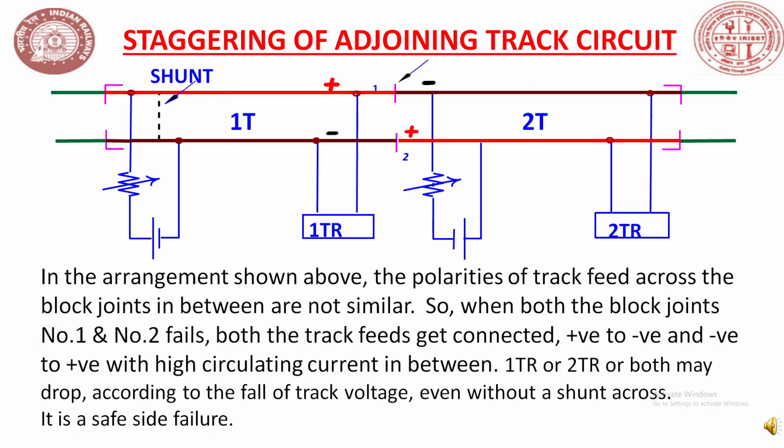In the arrangement shown above, the polarities of track feed across the block joints in between are not similar. So when both the block joints number 1 and number 2 fail, both the track feeds get connected positive to negative and negative to positive with a high circulating current in between. 1 TR or 2 TR or both may drop according to the fall of track voltage, even without a shunt across. It is a safe side failure.